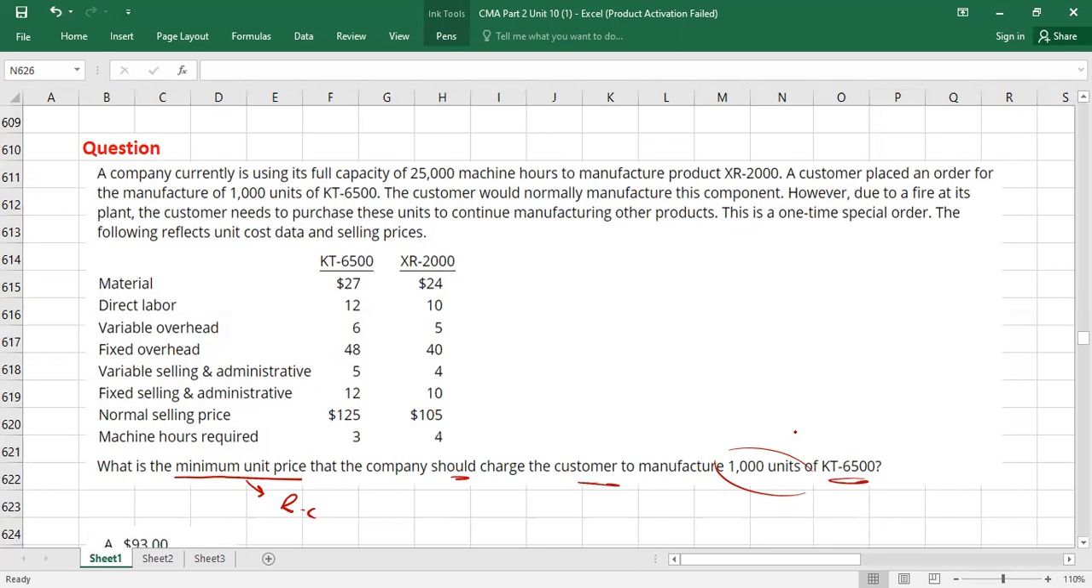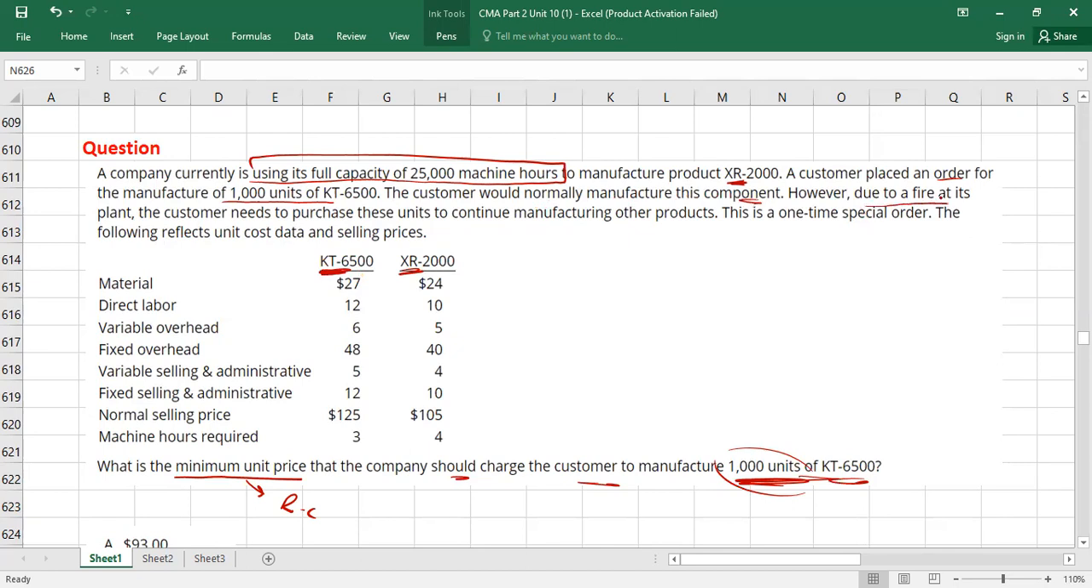So here we go, we have to go through it. Let's have a look. They're telling you a company currently is using its full capacity of 25,000 machine hours. So you are operating at full capacity to manufacture product XR. XR you are already manufacturing, and XR data is given here. A customer placed an order for the manufacture of 1,000 units of KT. This is what he's asking, and KT data is given here. The customer would normally manufacture this component.